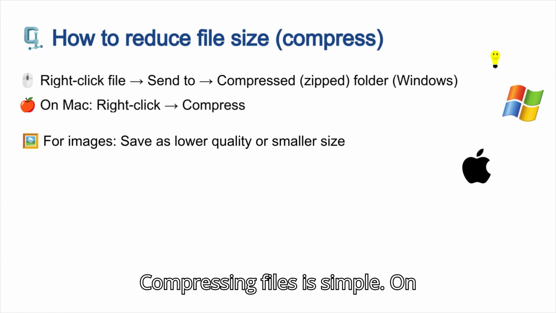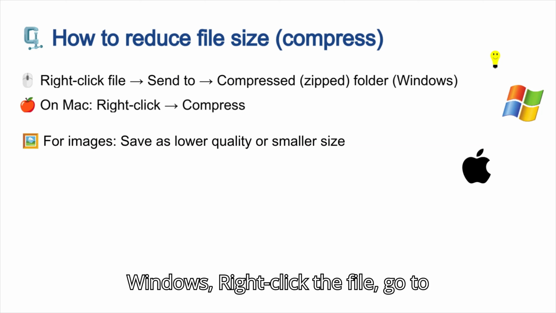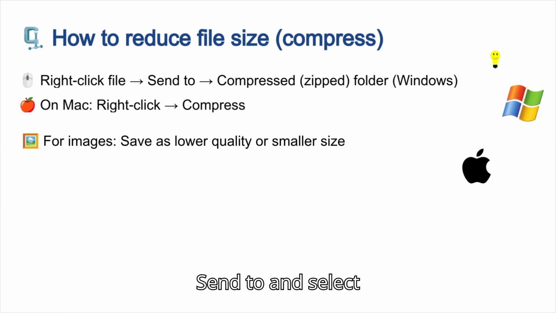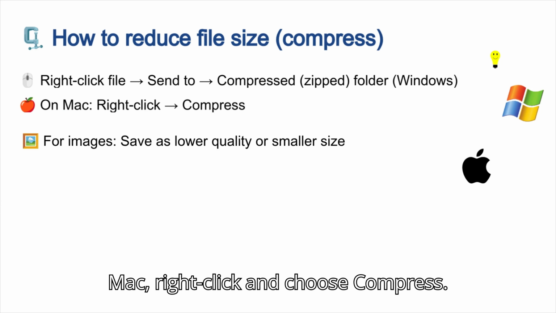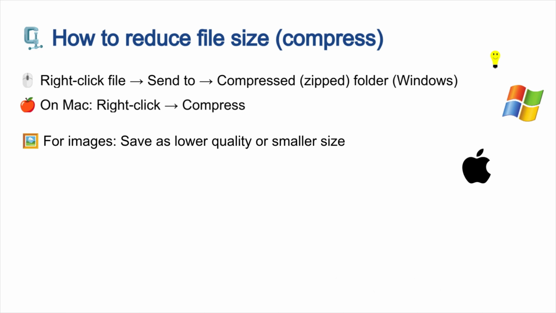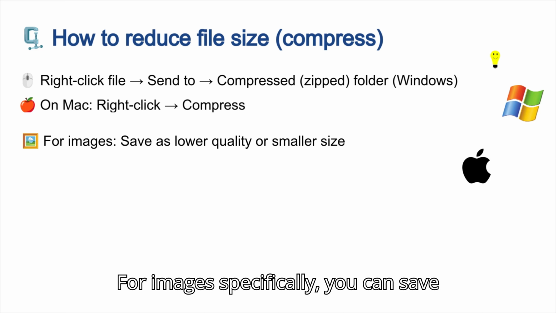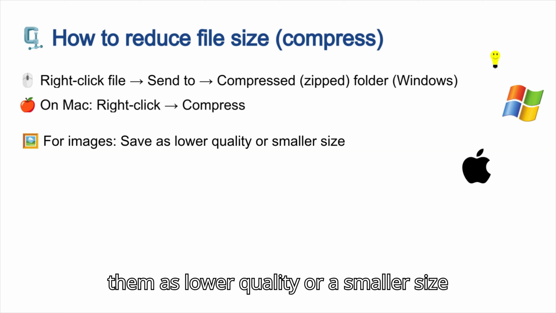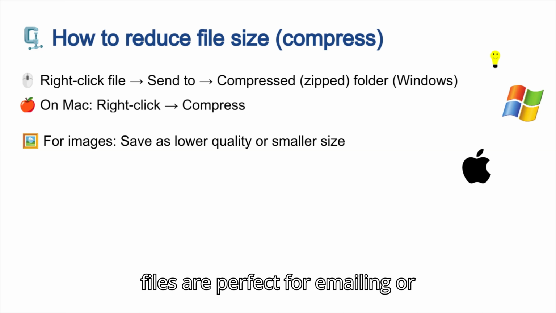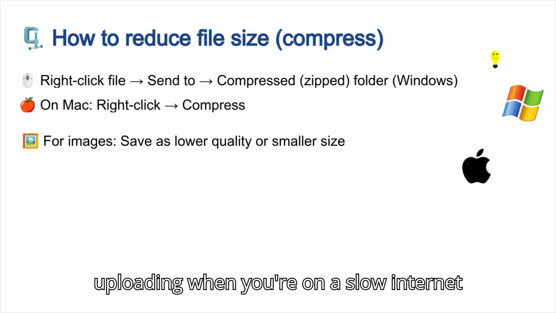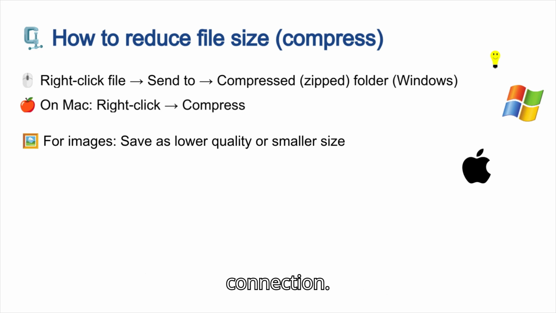Compressing files is simple. On Windows, right-click the file, go to Send to, and select Compressed Zipped folder. On Mac, right-click and choose Compress. For images specifically, you can save them as lower quality or a smaller size to reduce the file size. Compressed files are perfect for emailing or uploading when you're on a slow internet connection.